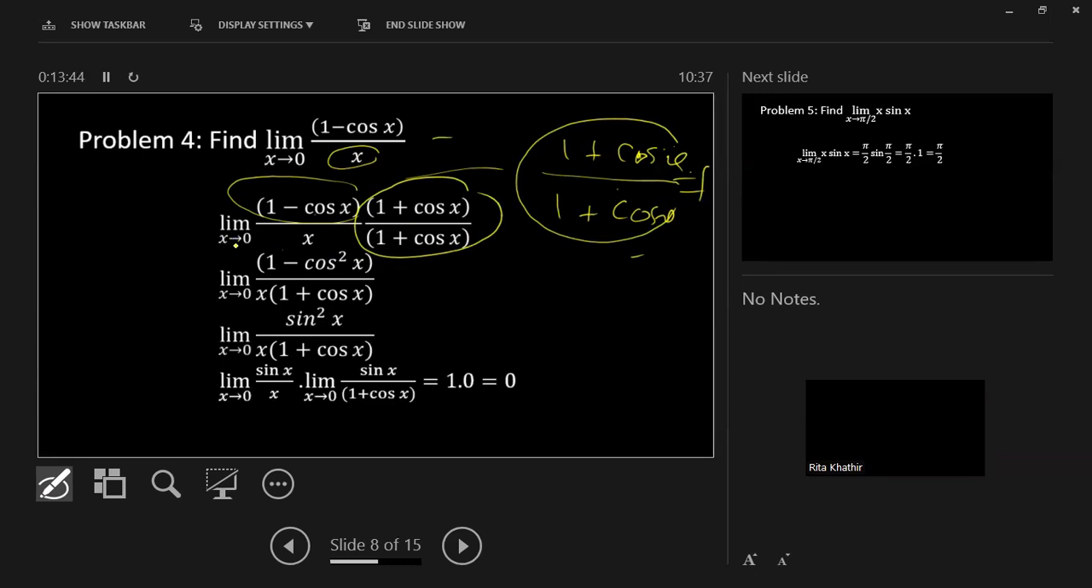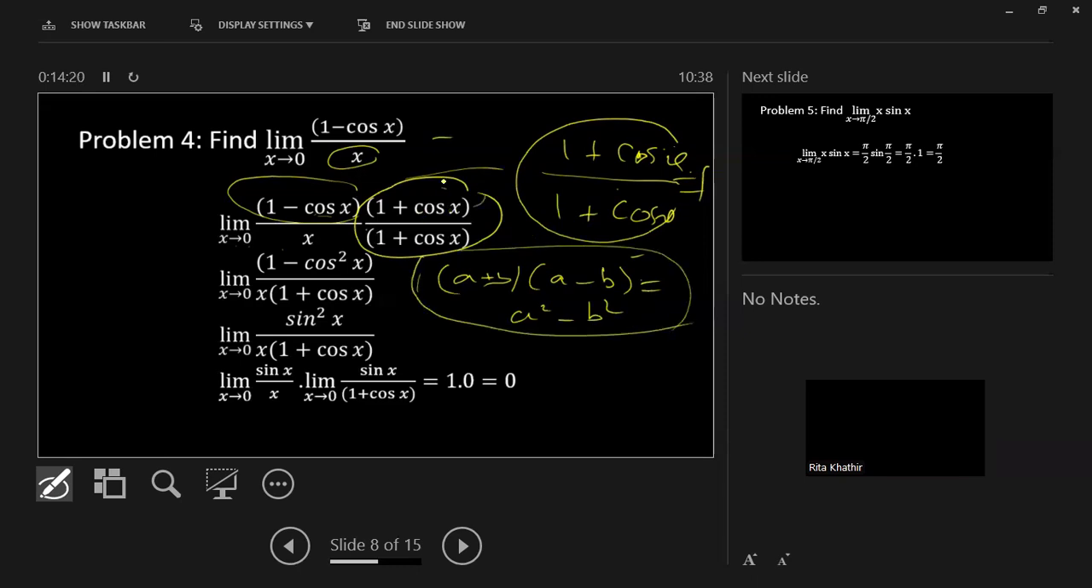So now we have this: the limit as x approaches 0 of 1 minus cosine x over x, multiplied by 1 plus cosine of x over 1 plus cosine of x. And we have that (a plus b) multiplied by (a minus b) equals a square minus b square. From this, 1 minus cosine x multiplied by 1 plus cosine of x equals 1 square minus cos square of x. In that case, a is 1, b is cos x. However, 1 square is still equal to 1.